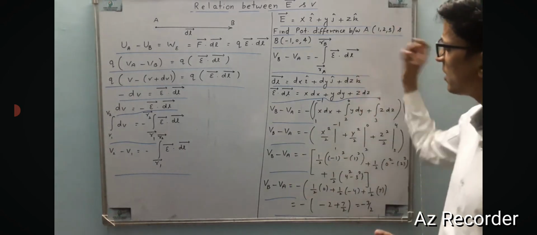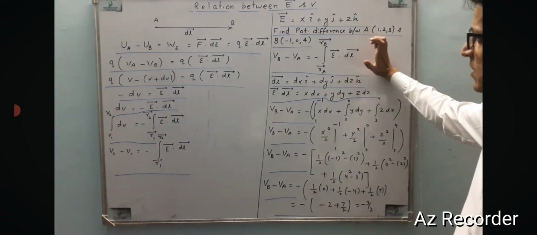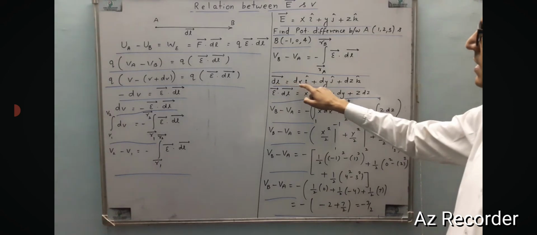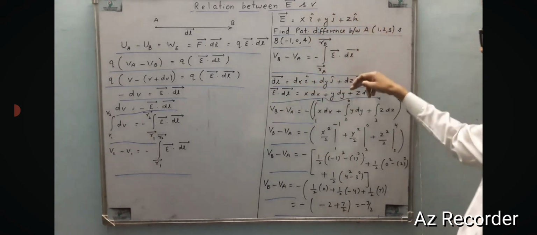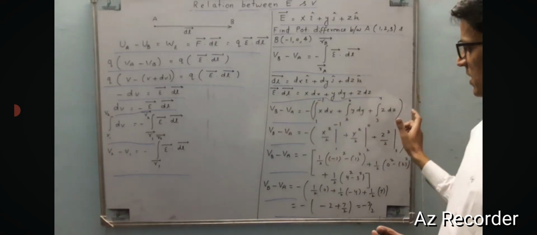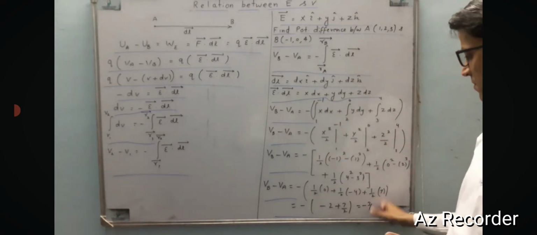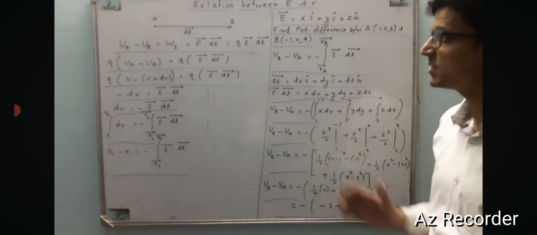So the information used is that V minus V is equal to this. I can write vector dl as dx i, dy j, dz k. So E dot dl will be x dx plus y dy plus z dz. Using the integrations, the final result will be minus 3 by 2. So in this way you can solve your question quickly.